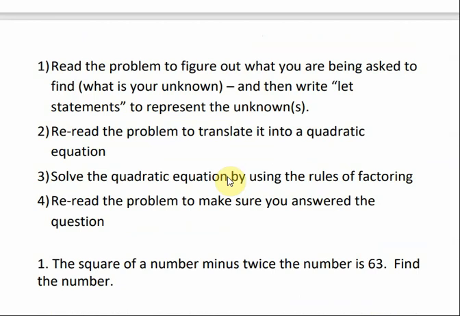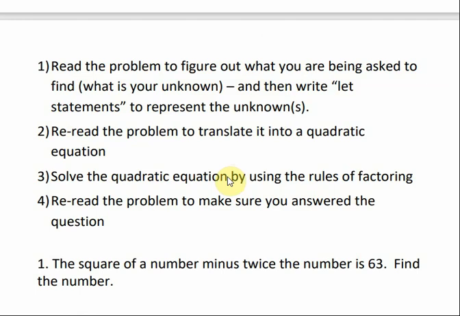The first one is to read the problem and figure out what you're being asked to find. Figure out what your unknown is, and then write a let statement to represent the unknown. A let statement is where we determine what our variable is going to be, and we state what it is and what it represents.